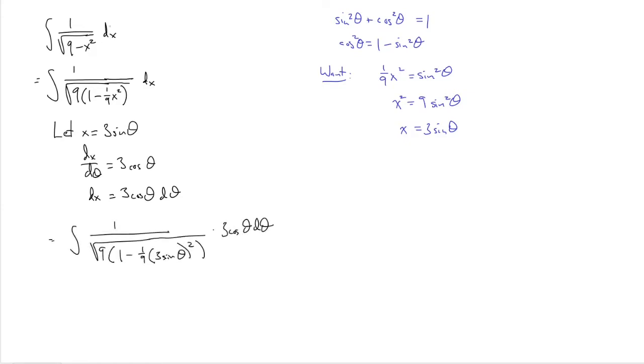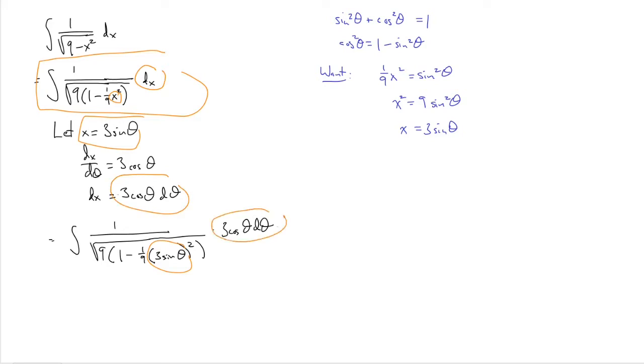And what I've done here is I've taken this expression right here, and in particular, I've taken the x right here and replaced it with 3 sine theta because x is equal to 3 sine theta. And I've taken the dx that we have here and replaced it with 3 cosine theta d theta because dx is equal to 3 cosine theta d theta. And now I have a brand new integral in terms of theta instead of in terms of x.